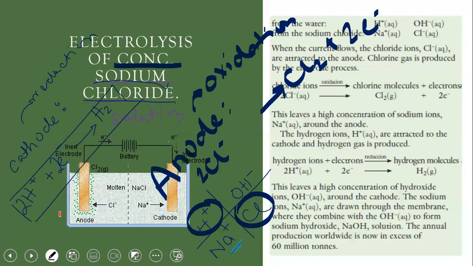Hydrogen gas. At the anode, what will be produced? Chlorine gas. Now, what ions are left behind? Hydrogen ions are gone. Chloride ions are gone. What ions are left? We have hydroxide and sodium. Good job.